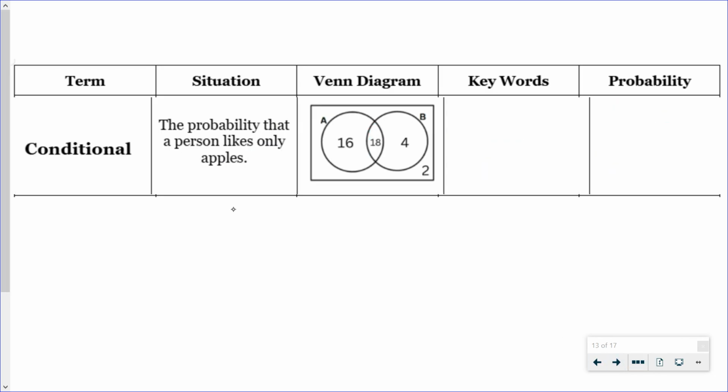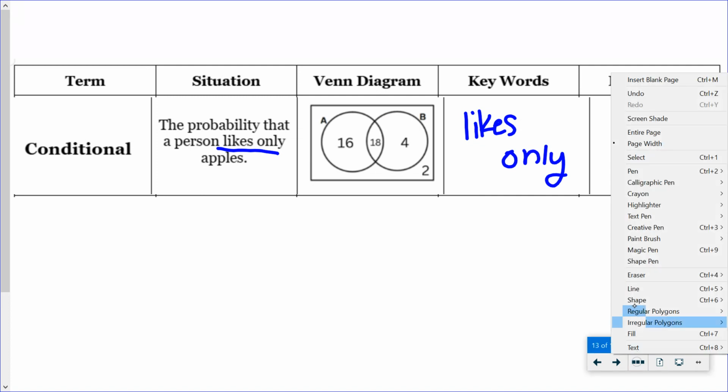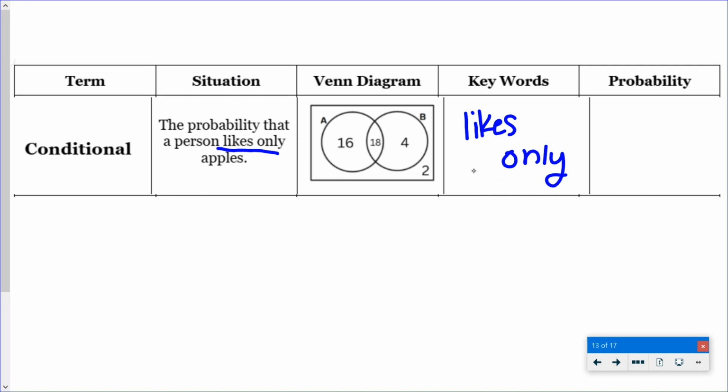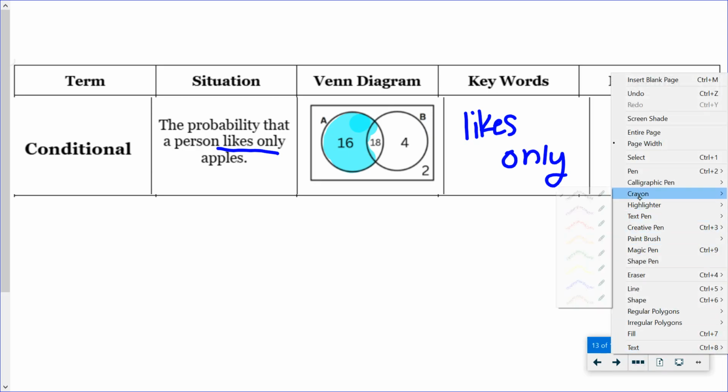All right, the next situation is conditional. This is a conditional that a person likes only apples. Okay, likes only. Meaning that we do not want to include an intersection. So when I color this, I'm looking at people that like apples, but they don't like bananas. I don't want to include the people that like both apples and bananas, just the people that just like apples, which would be our 16 that is not overlapping.